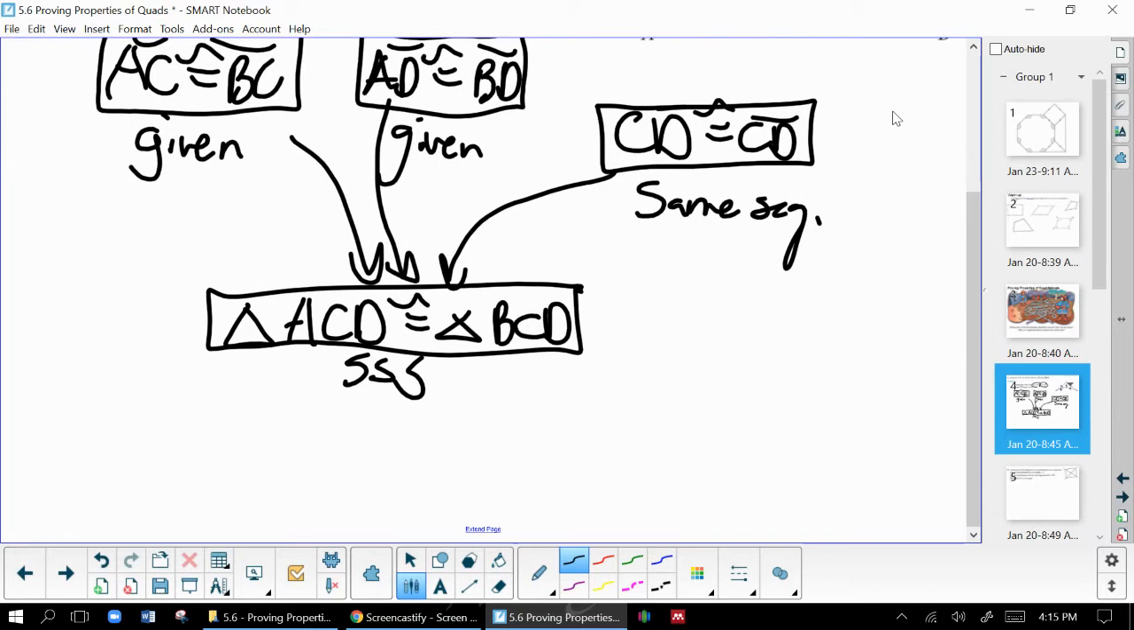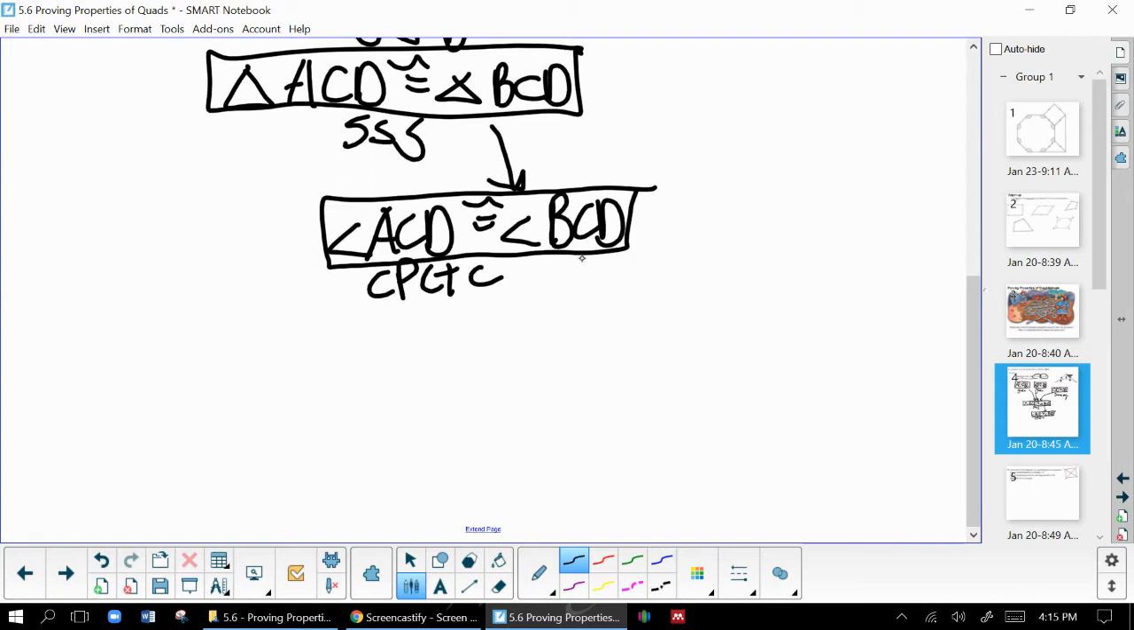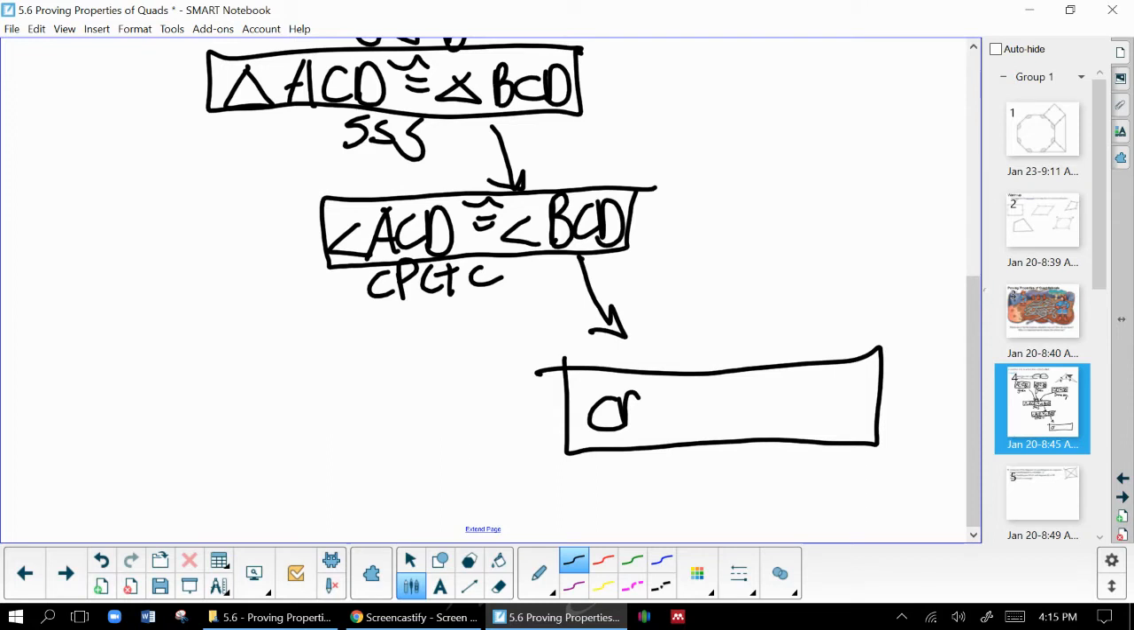Angle ACD is congruent to angle BCD. That is our CPCTC. And then because those angles are equal, that's how we know that CD bisects angle ACB. That's the definition of bisect.